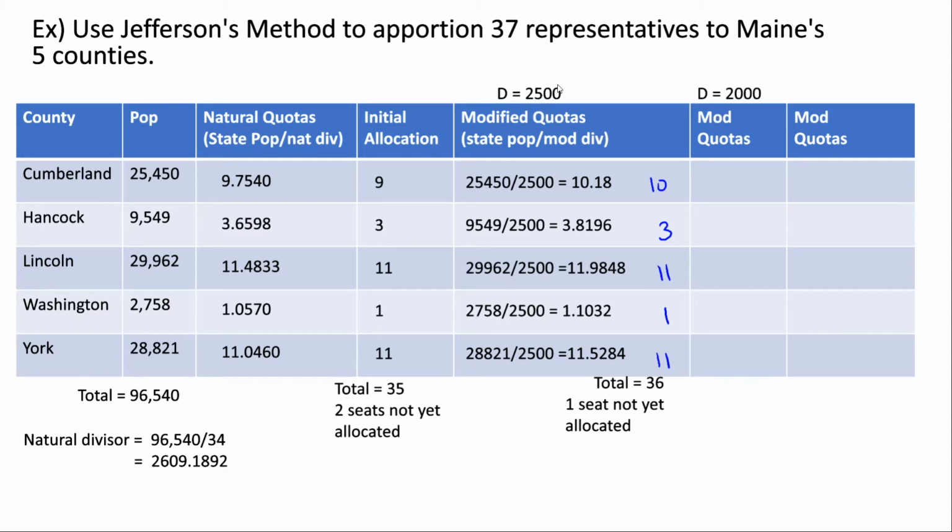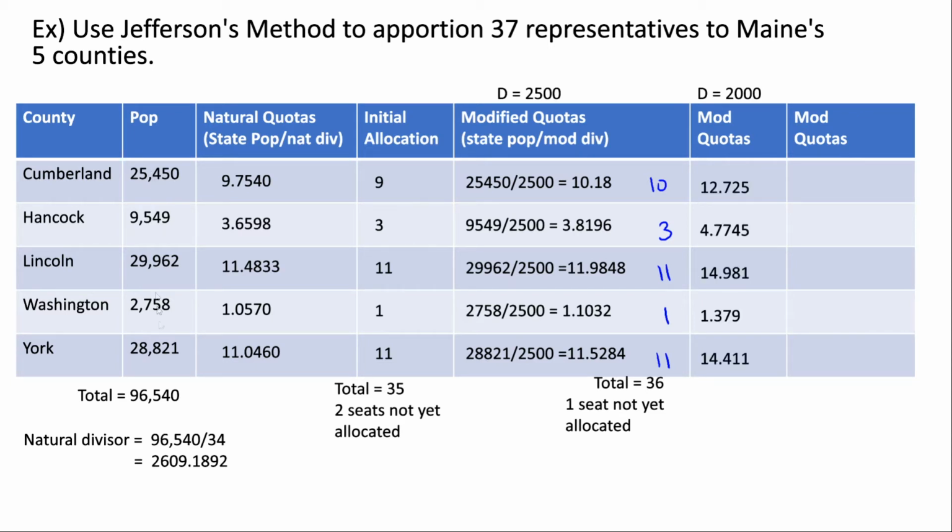So let's say we want to try 2,000 and see if that works. That's smaller. We would then take each state population, divide it by 2,000, and then do the same thing. Round everything down and see if it adds up to the correct house size.